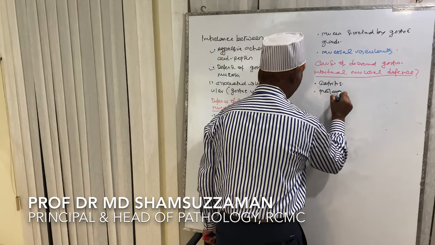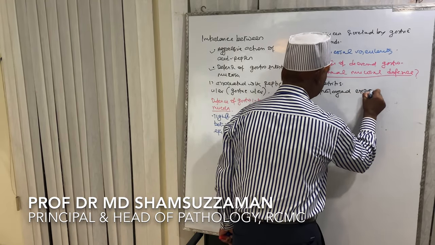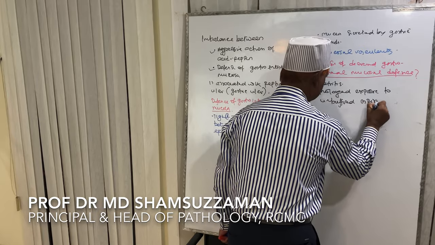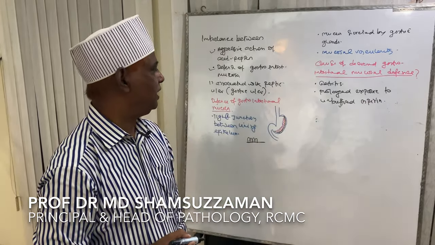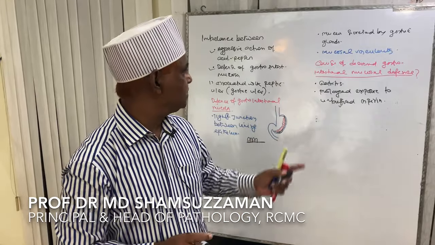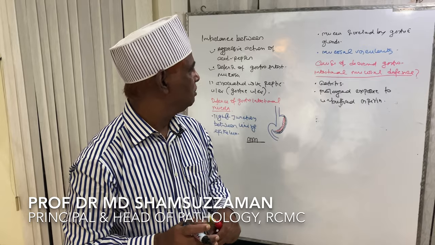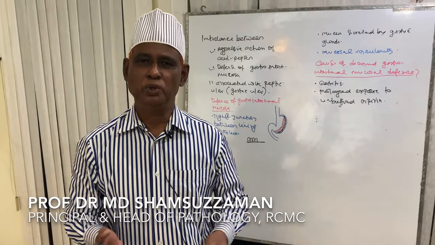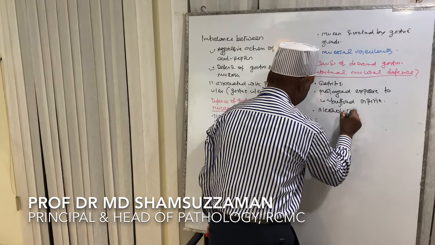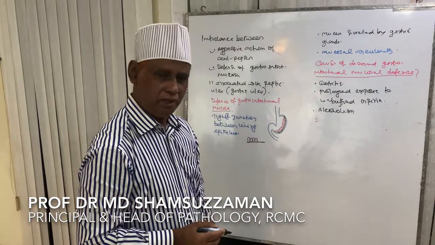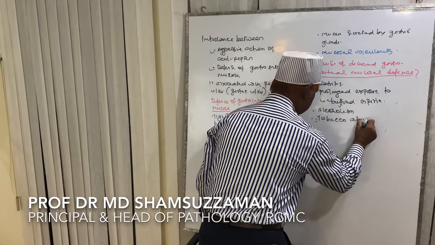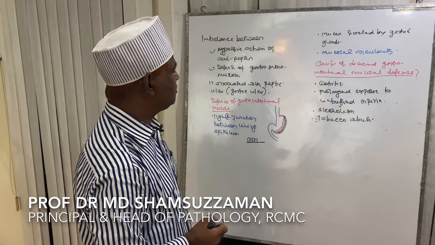Prolonged exposure to unbuffered aspirin. This unbuffered aspirin irritates the gastric mucosa and causes decreased gastrointestinal mucosal defense of the stomach. Alcoholism is associated with decreased defense. Tobacco abuse is associated with decreased defense of the gastric mucosa.